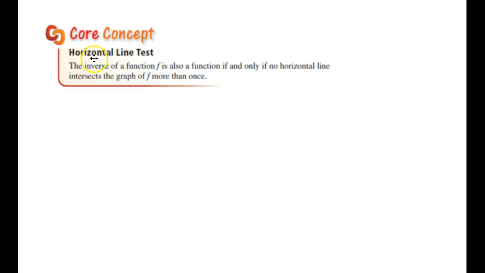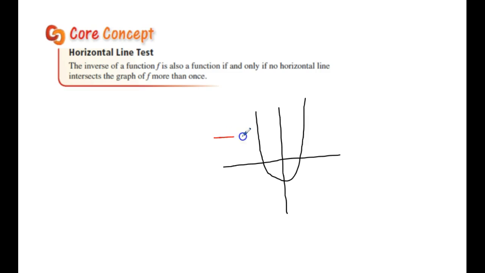Now we're going to look at the horizontal line test. Horizontal, remember, means going across. The inverse of a function is also a function if and only if no horizontal line intersects the graph more than once. What I think of when I see this is a general quadratic, right? My quadratic looks kind of like that. If I'm looking at a horizontal line, horizontal means goes across this way, so here I see that I intersect my graph in 2 places. So I know that the inverse of this function is not a function because I do not pass the horizontal line test.